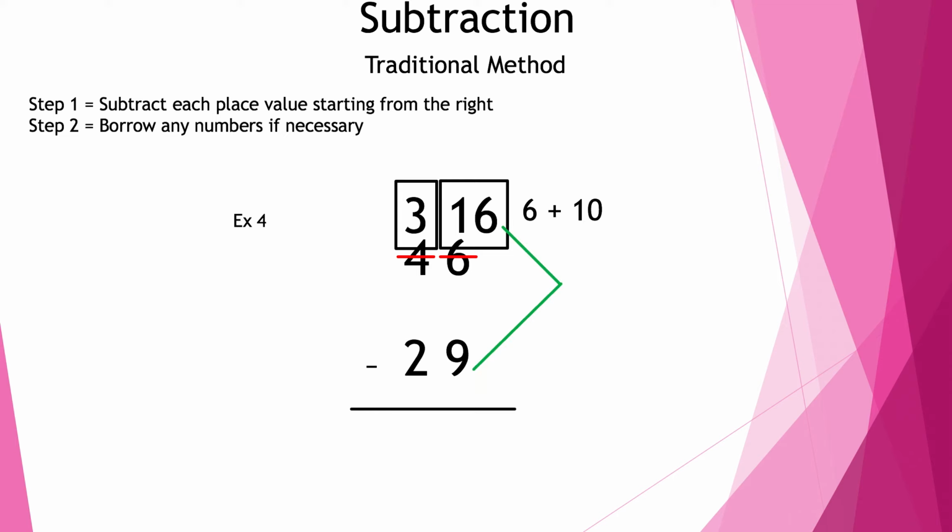And then we need to go ahead and do 16 minus 9, which is 7. And in this case, since there's a number below 3, we need to do 3 minus 2, which is 1. And your final answer is 17.